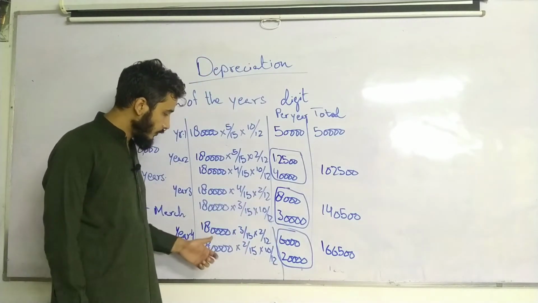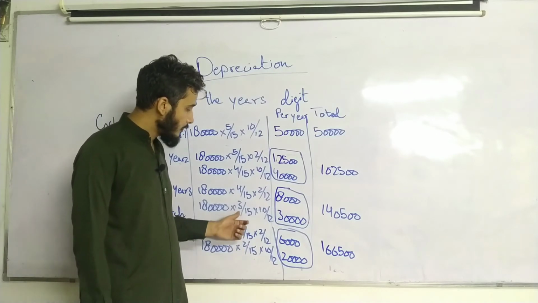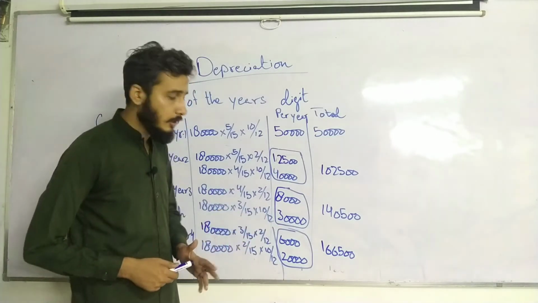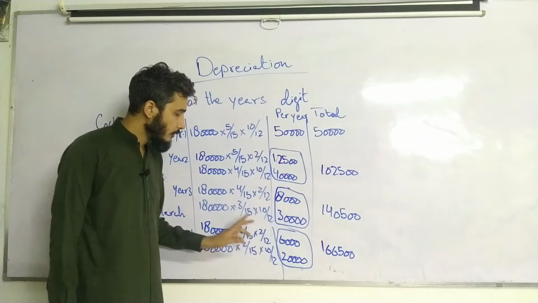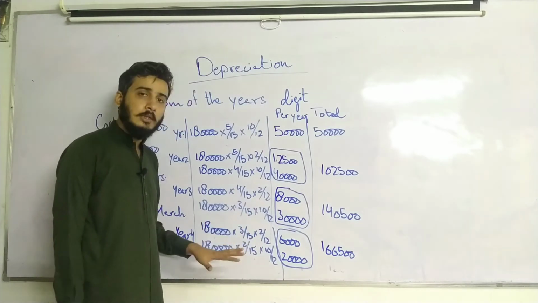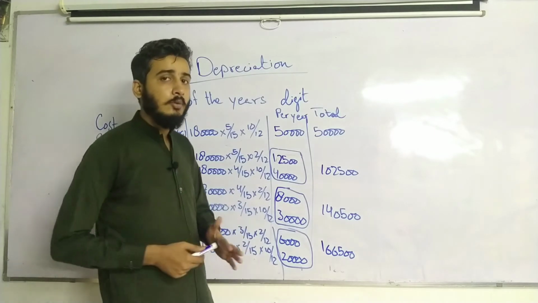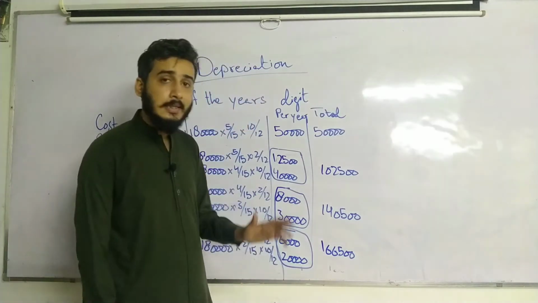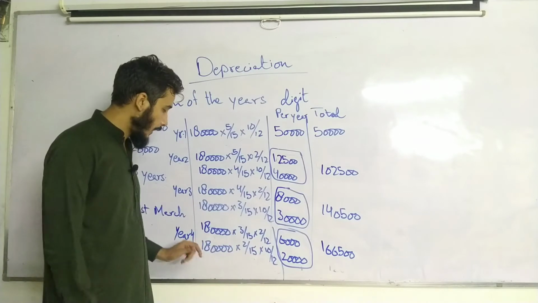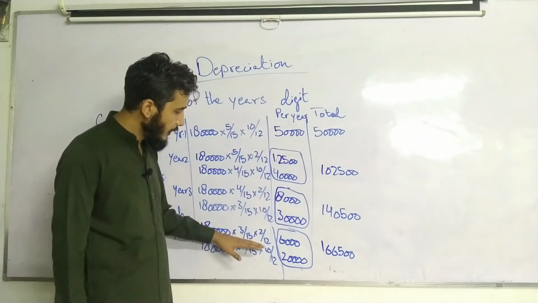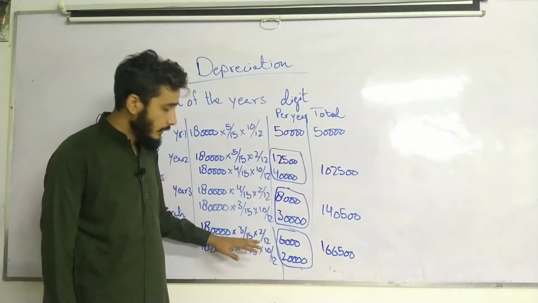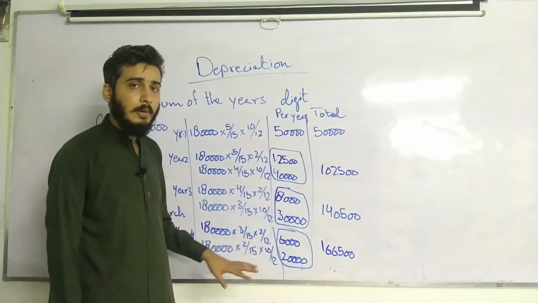Now coming to the 4th year, we'll do the same, as 3/15 has already got 10 months, therefore we will give it only 2 months to complete 12 months. Now 180,000 into 3/15 and multiply by 2/12. Now we have got 6,000 depreciation for this factor. Now the machine has completed its 3 years. Now it is left for 2 years remaining.